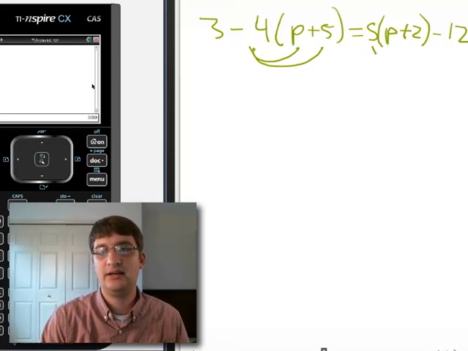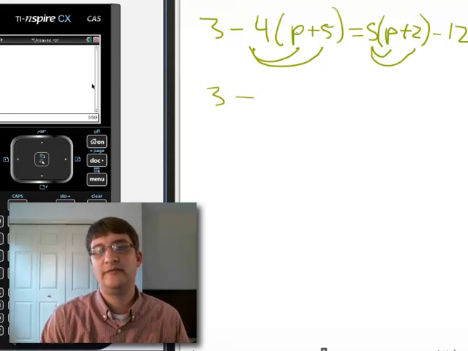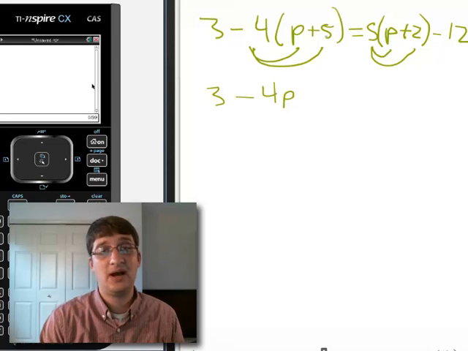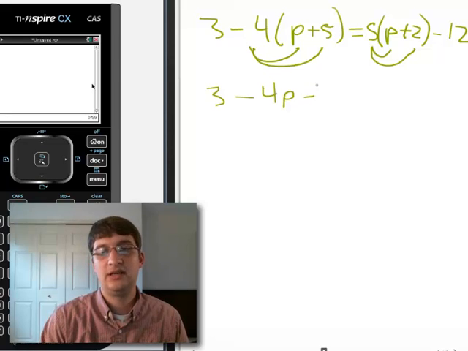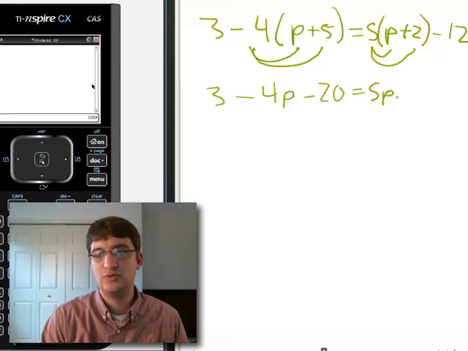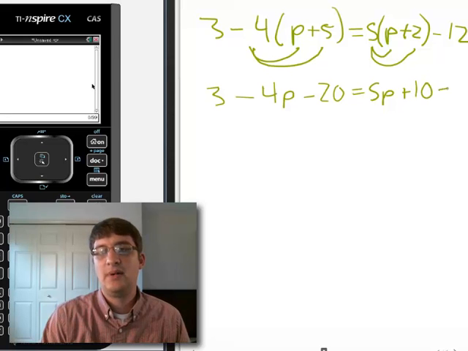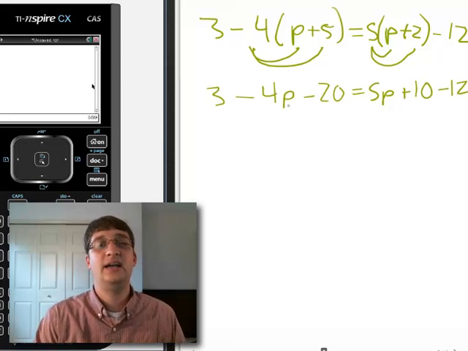And over here I have to do a distributive problem with 5 and 2. I'm going to do this all at the same time. So 3 minus negative 4 times p is just going to be minus 4p. Remember, this minus is going to stick with the 4 when I do this distributive problem, negative 4 times 5, which is going to give me negative 20, equals 5 times p, which is 5p, and 5 times 2, which is 10, minus 12. Now we can simplify by combining like terms.